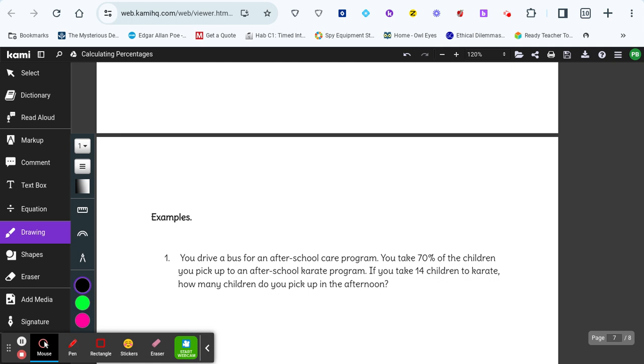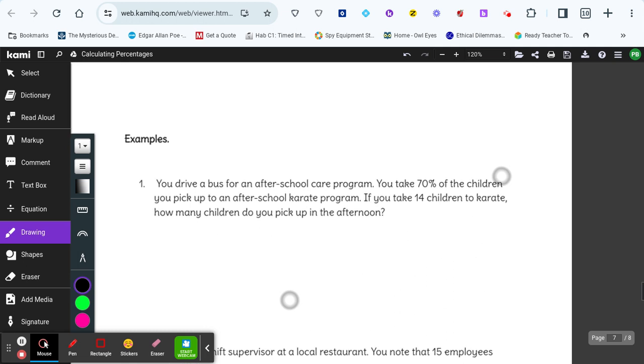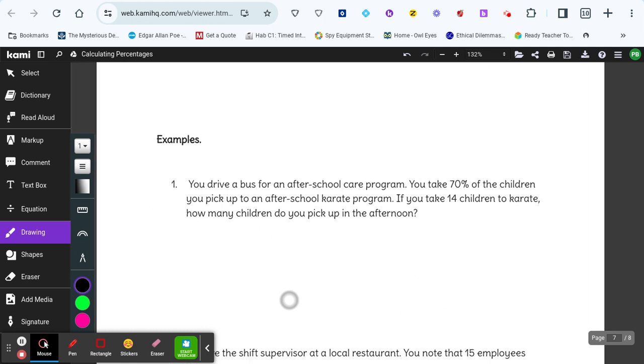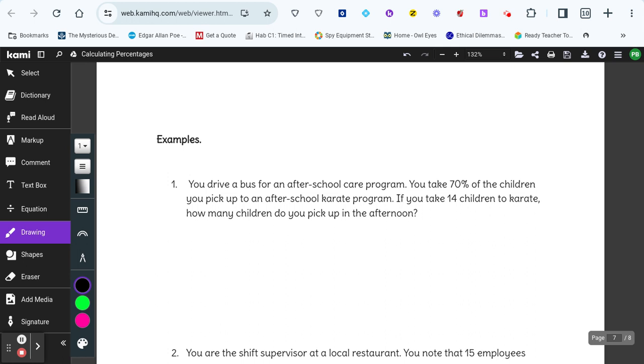So they might tell you a percentage and then tell you what that percent actually represents, but you still don't know the original amount. For instance, right here, it says you drive a bus for an after school care program. You take 70% of the children you pick up to an after school karate program. If you take 14 children to karate, how many children did you pick up? So, it'll give you a percent, but it won't tell you how many kids you had in all. Your total's missing, basically. You only got a part.